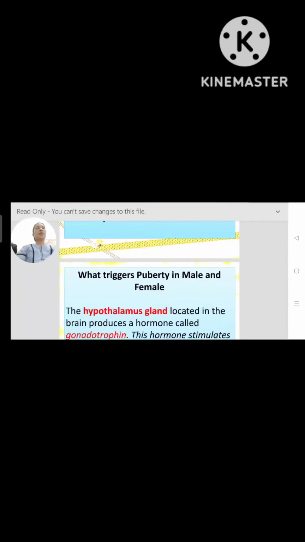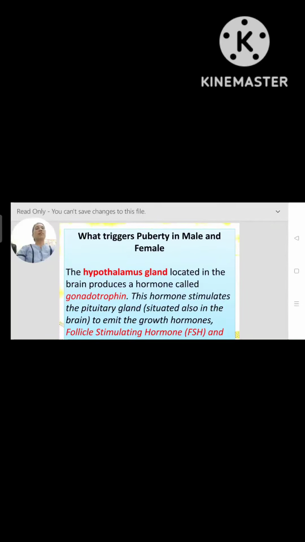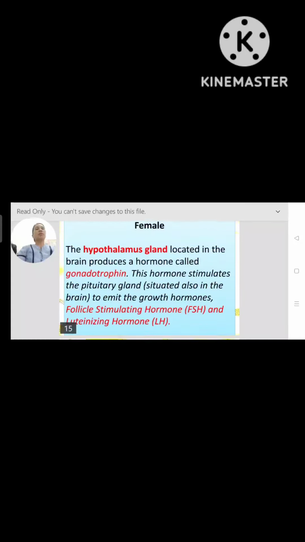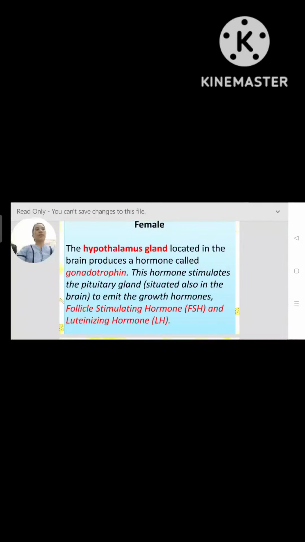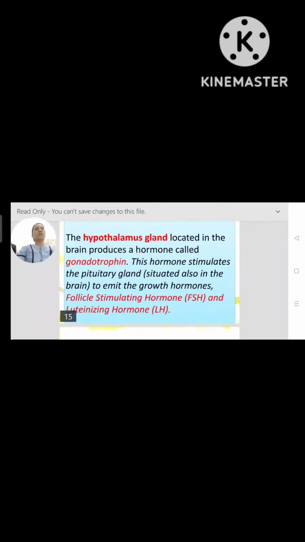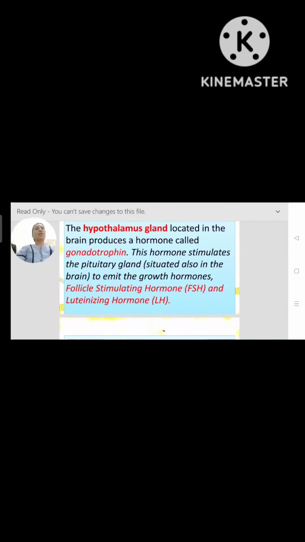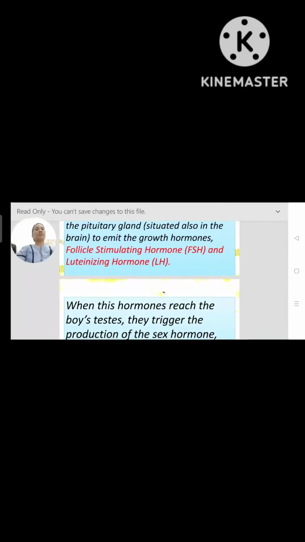What triggers puberty in male and female? Number 1, the hypothalamus gland, located in the brain, produces a hormone called gonadotropin. This hormone stimulates the pituitary gland, situated also in the brain, to emit the growth hormones, follicle stimulating hormone or FSH, and luteinizing hormone or LH.